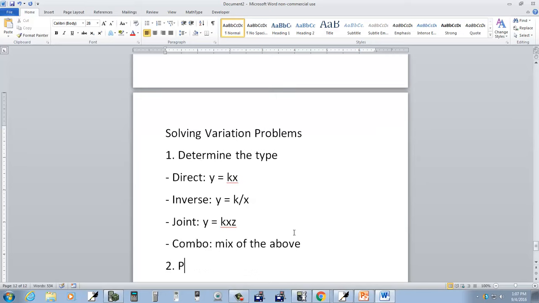Now step 2, pick variables that make sense. X's and Y's don't make sense, but if I'm dealing with profit, for example, I'd use P. If I'm dealing with cost, I'd use C.